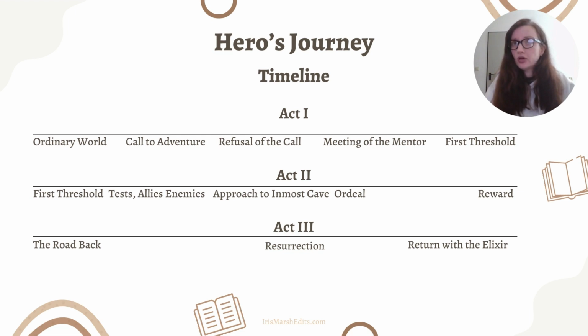And you can't quite see it here because there's a lot of text, but the ordeal takes place around the midpoint. So the ordeal is more the middle of the story. Then reward is more toward the end. And the road back is also a crossing from Act 2 into Act 3, with then the resurrection as the climax and the return with the elixir as the resolution of the story.